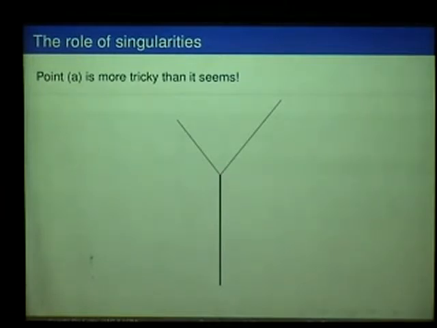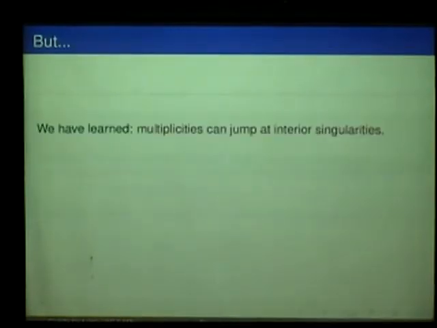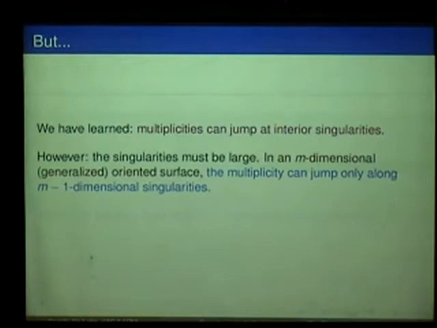Because the boundary from the incoming segments can cancel with the boundary from the outgoing segment, here the singularities, the multiplicities, are actually jumping. But of course, what you can immediately observe is that if you have a jump of multiplicities at interior singularities, well, the singularities must be large. So in an m-dimensional oriented surface, the multiplicity can jump only along m-1 dimensional singularities.